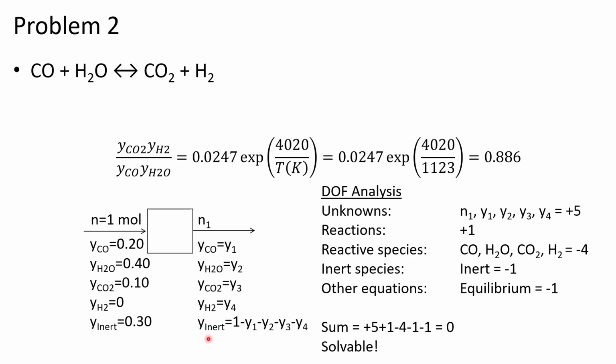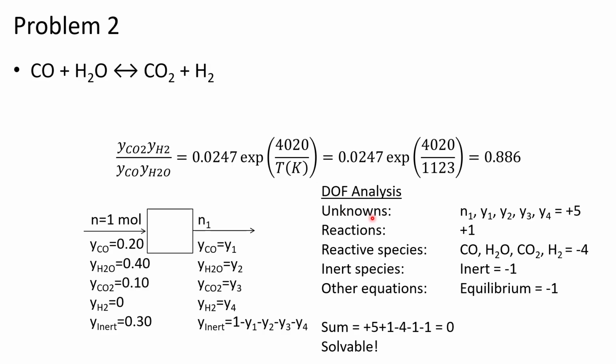For the inert, we can calculate the mole fraction by subtracting from 1 all the other unknown mole fractions: 1 minus y1, minus y2, minus y3, minus y4. We can check that the stream is labeled properly by simply adding these up. If I add up y1 plus y2 plus y3 plus y4 plus this here, we find that they all add up to 1. Now let's do the degree of freedom analysis based on extent of reaction.